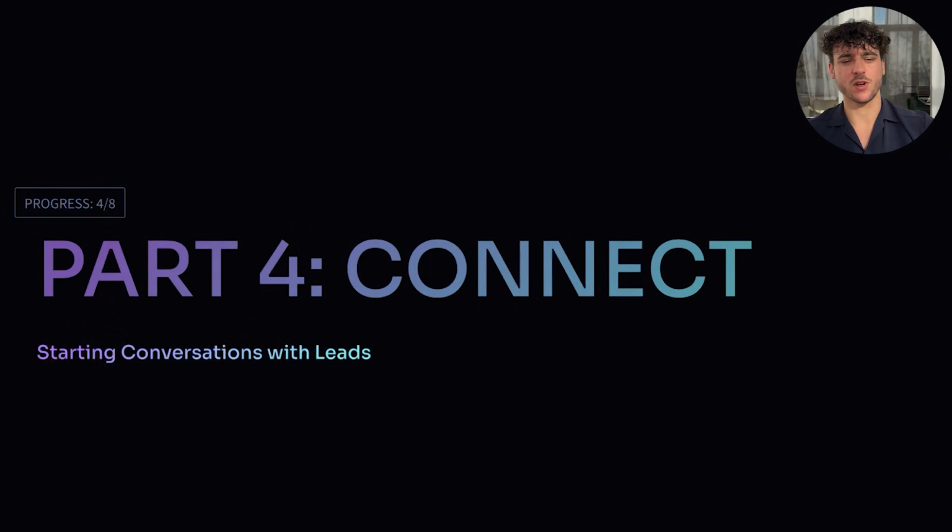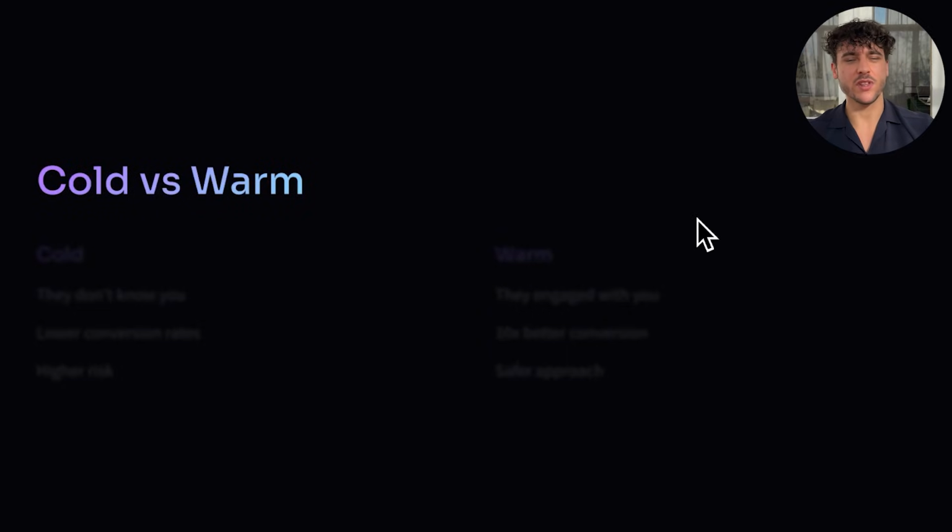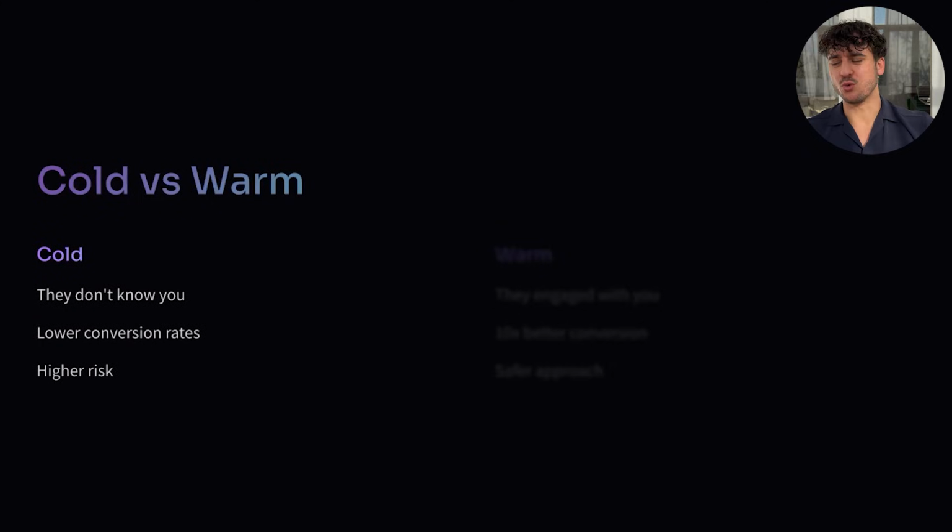In the connect phase, we're going to be starting conversations with leads. And we do this with a ton of different automations. First, we have to understand the difference between cold versus warm. Cold people are people who don't know you, which leads to lower conversion rates, and there's higher risk involved with Instagram not liking that sort of activity.